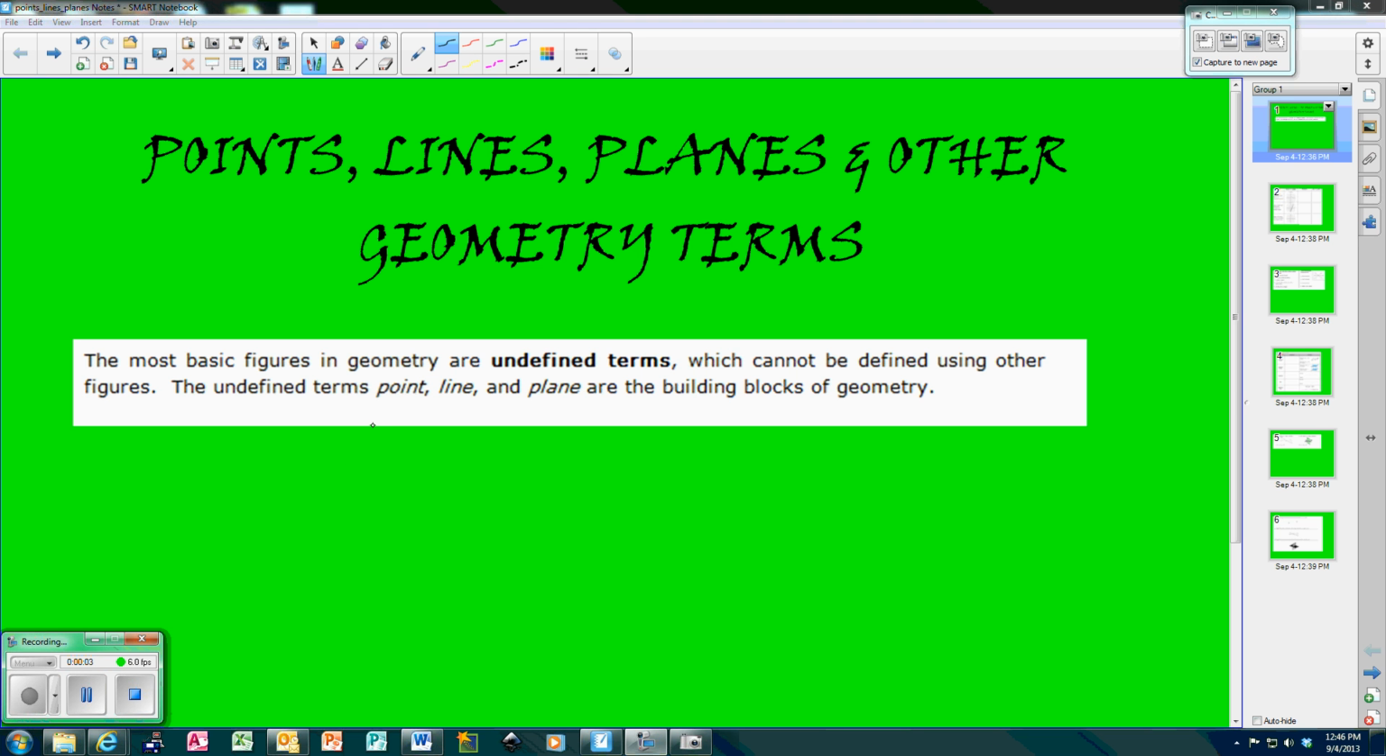Okay, today we're going to cover points, lines, planes, and other geometry terms. The most basic figures in geometry are undefined terms, which means they cannot be defined using other figures. The undefined terms point, line, and plane are the building blocks of geometry.